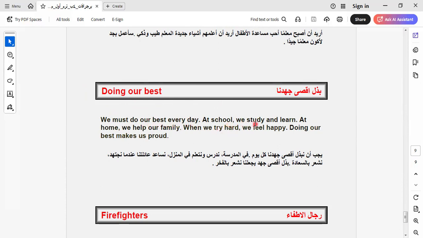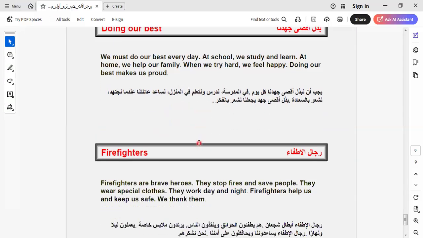At school, we study and learn. So studying and learning is important for us. Why? Because it prepares us for working in the future. So we must learn and study well to have a good job in the future. This is important or not? Yes, this is important. Okay. At school, we study and learn. At home, we help our family. When we try hard, we feel happy. Doing our best makes us proud.